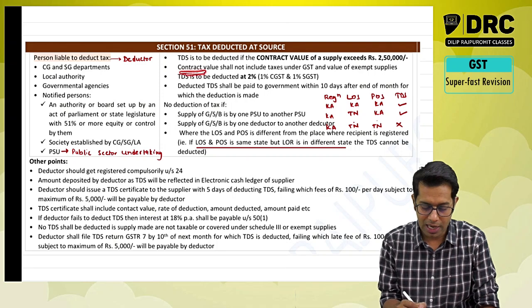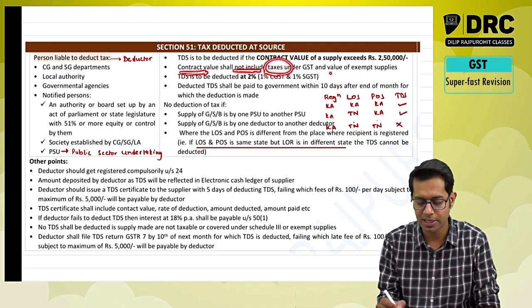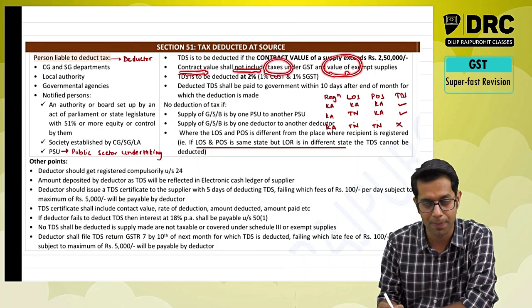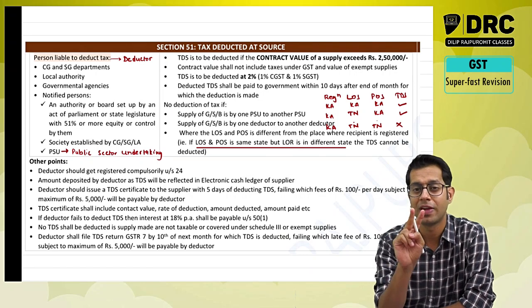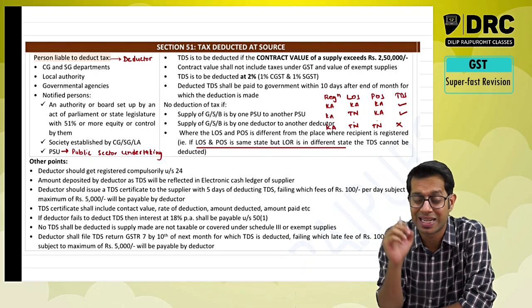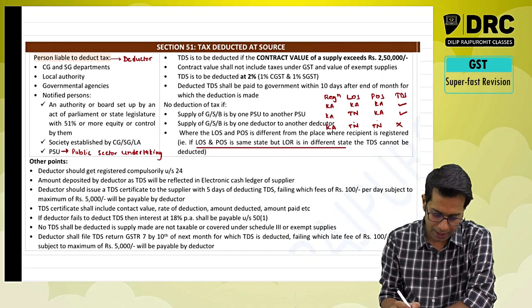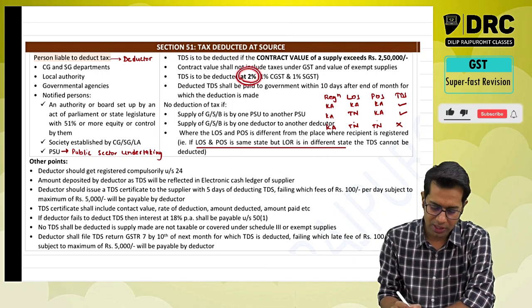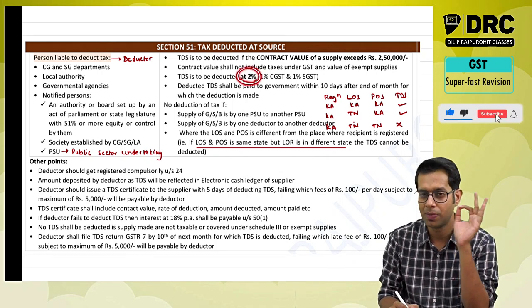Now, the contract value shall not include the taxes under GST, and it shall not include the value of exempt supply. So, if the contract value is more than 2.5 lakhs, then the deductor will have to deduct the tax at the time of making the payment to the deductee. What is the rate at which they have to deduct? 2%, 1% CGST, 1% SGST.